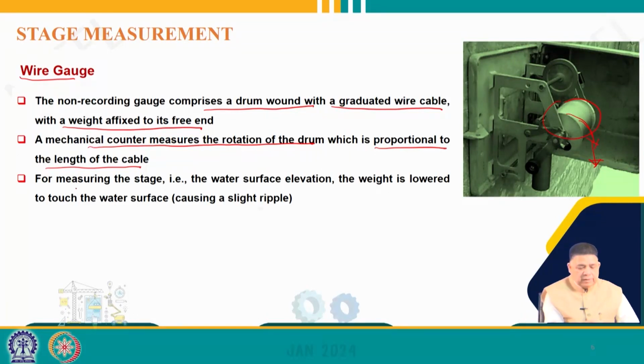level. For measuring the stage, the water surface elevation, the weight is lowered to touch the water surface, causing a slight ripple. So, we simply lower this cable, and then when it just touches the water surface and there is a ripple, then we stop, and that gives us the water surface elevation or the stage, and of course we have to use the datum which we have used earlier as mentioned.